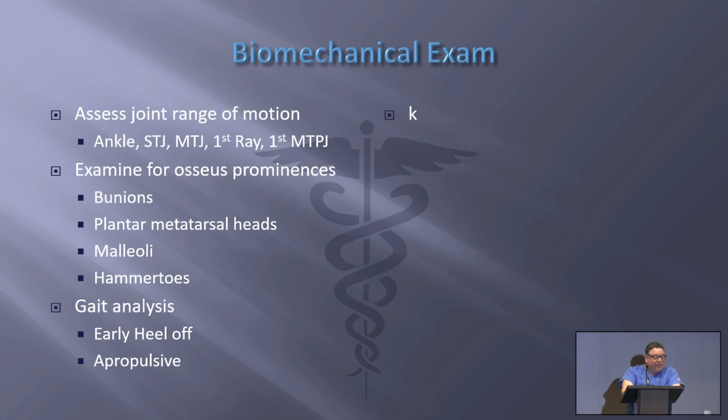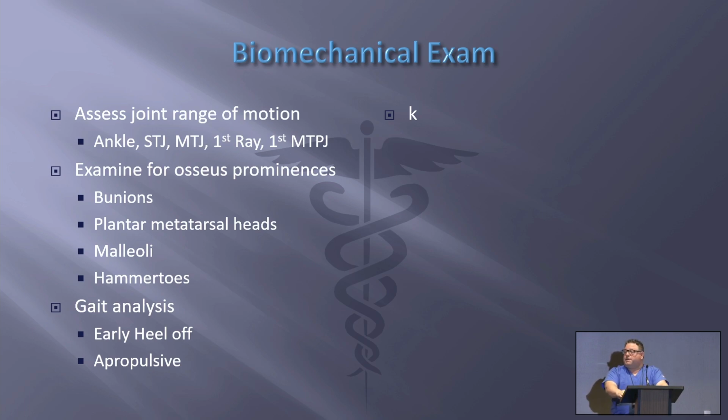But your biomechanical exam. Assess joint range of motion. Take the ankle, the subtalar joint, mid-tarsal joint through its ranges of motion. The mid-tarsal joint is basically a combination of the talonavicular and calcaneocuboid joint. If you hold the rear foot and you move the foot side to side or up and down from that point, that's your mid-tarsal joint.